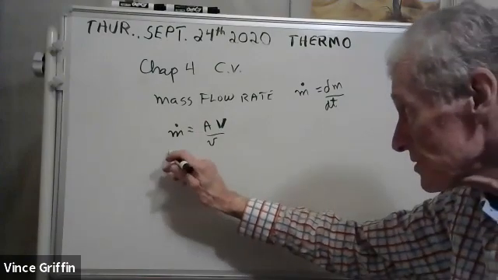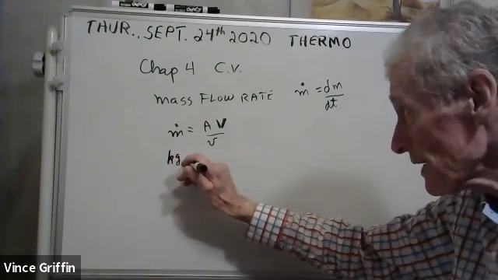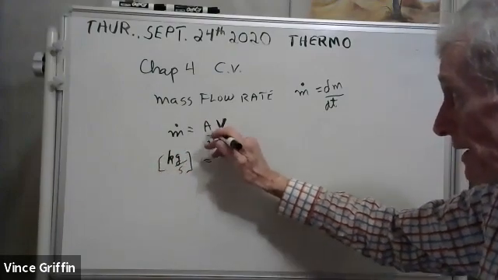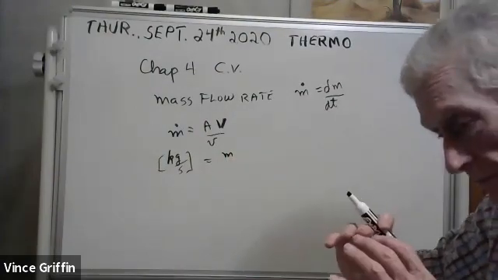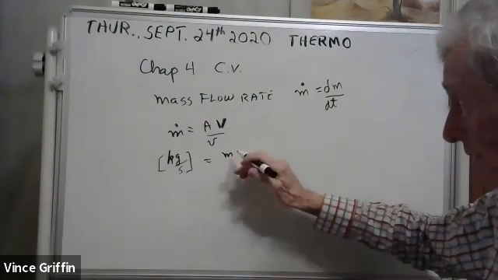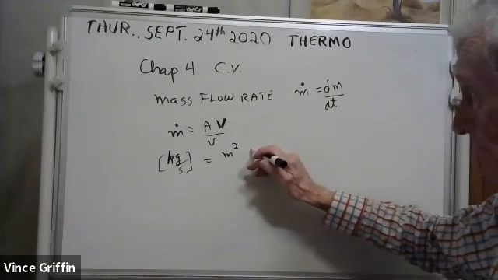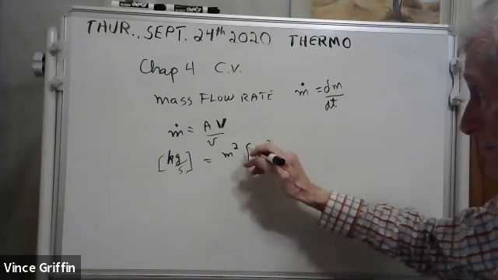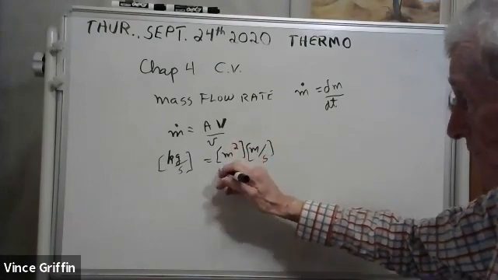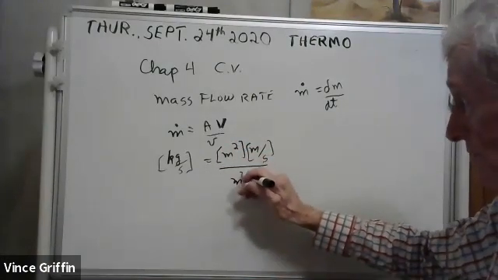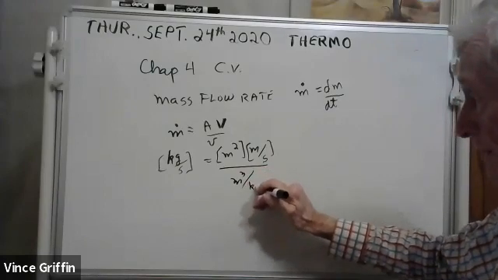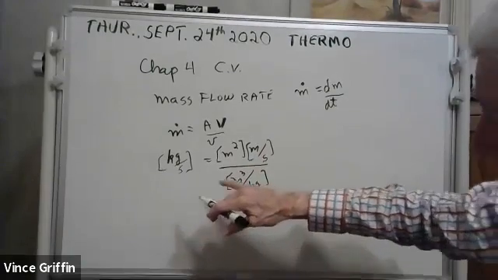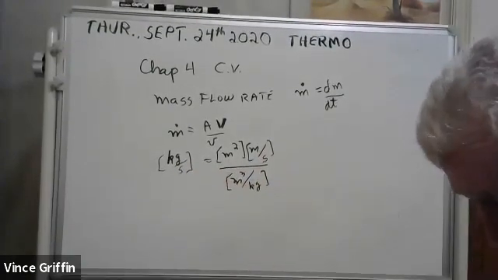Let's look at the units. This is kilograms per second. That's what mass flow rate is. Area, you have cross-sectional area like a pipe. That's square meters. Velocity is meters per second. And specific volume is cubic meters per kilogram. Now, if you work through those units, you'll see that they come out to be kilograms per second.